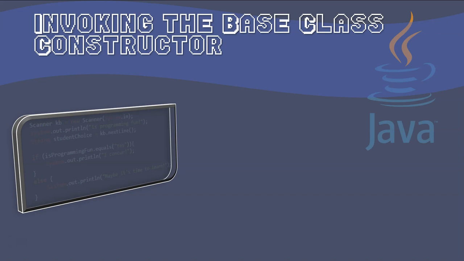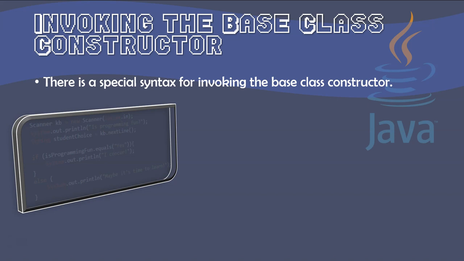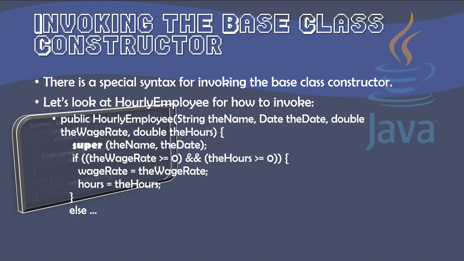And then second, a constructor for the derived class begins with the invocation of a constructor for the base class. All right, so that's great. Now, how do we actually invoke this? Well, if we want to invoke the base class constructor, there's a special syntax for doing so. If we look at our hourly employee, we can get some idea of how to do that. We'll see we say public HourlyEmployee(String name, Date date, double wage, double hours). And then we have this super constructor. It says super(name, date), and of course it's passing in the wage rate, the hours, and all those other things.